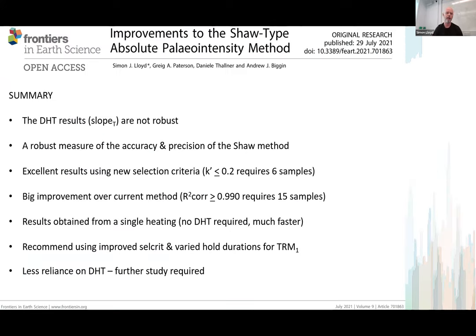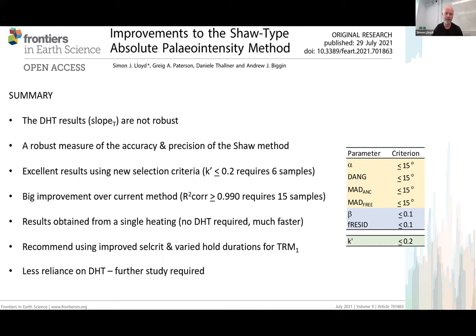And so just in summary then, we've determined that the double heating technique results, which are the slope T values, don't appear to be robust. But we have produced a robust measure of the accuracy and the precision of the Shaw method. And we've got excellent results using our new selection criteria, which are our preferred criteria. And these are a big improvement over the current method. And importantly, these results are obtained from a single heating, so there's no double heating required. And it also makes the experiment much quicker.